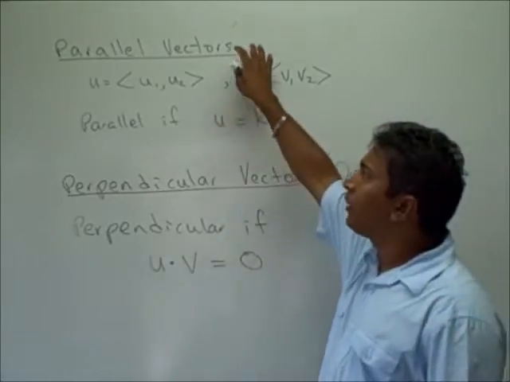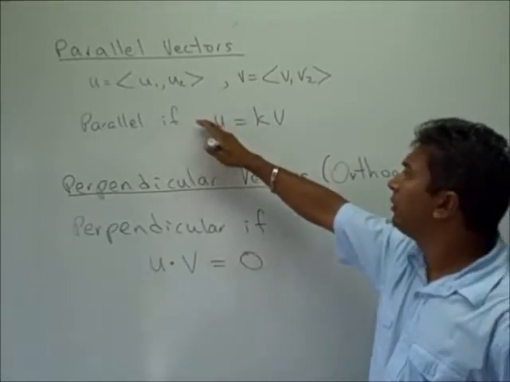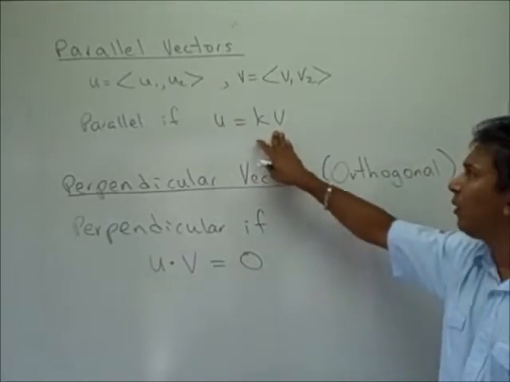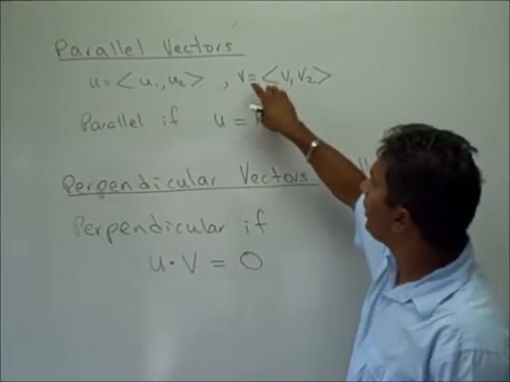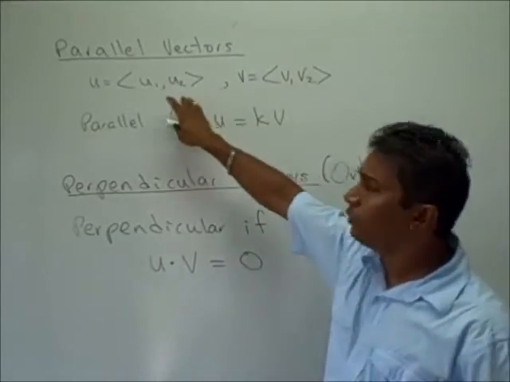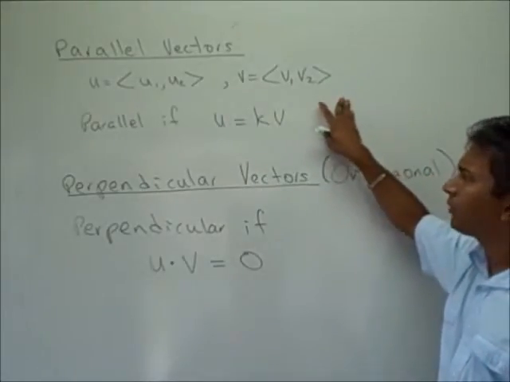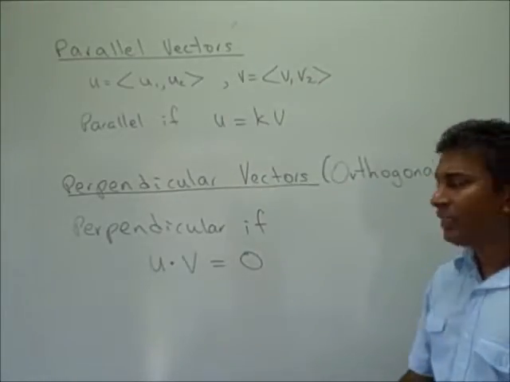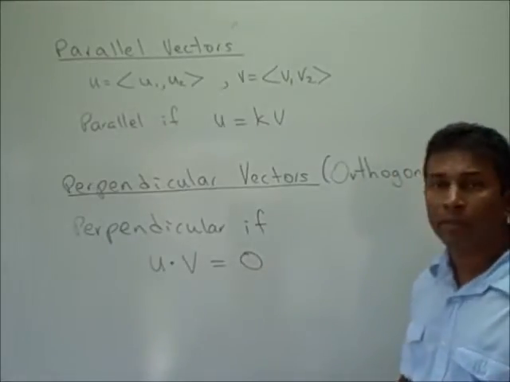To find out if they're parallel, we can determine if one vector is a scalar multiple of the other. So if we multiply v by 2 and we get u, then we know that these two vectors are parallel. Now we're going to look at a couple of examples that determine whether or not two vectors are parallel or perpendicular.